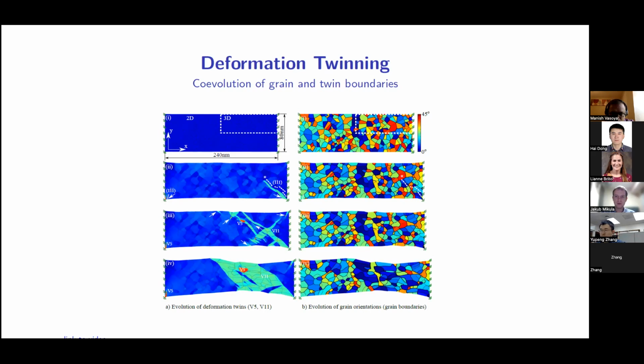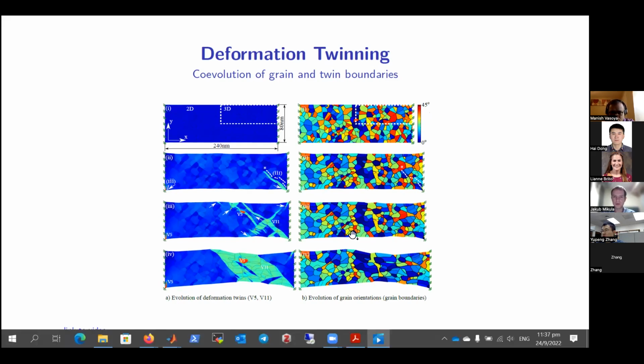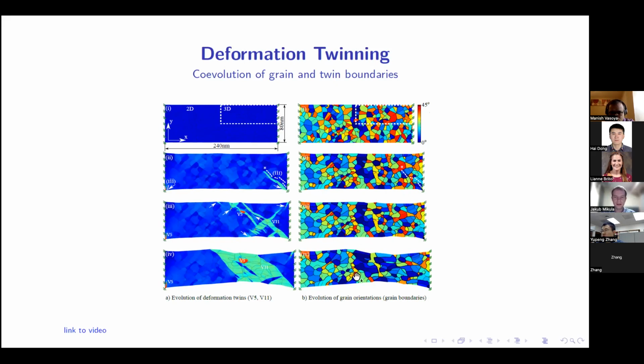Then, because of different grain orientations, the growth of the twin may be inhibited, but new twins nucleate from triple junctions and grain boundaries. And then we see coevolution of twinning and grains as well. So that's the illustration of that phase field model. A very interesting thing here is that when you look at the grain orientation, you can see that the grain boundaries were moving much faster in the region where there's twinning, unlike in the region that did not show any deformation twinning.